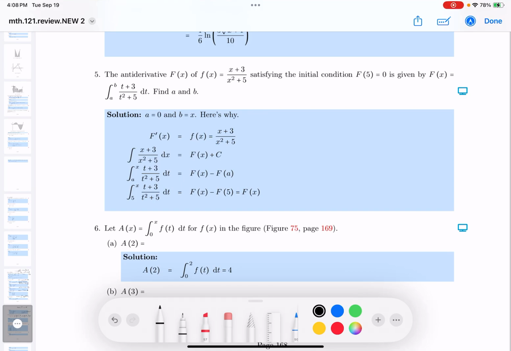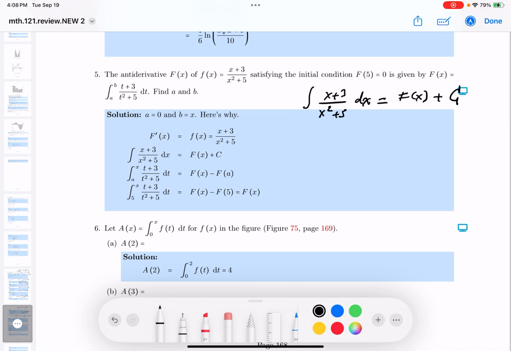It could be a tough read. He says the antiderivative f of x. Well, let me write that down for you. So if I were to understand that story, I'm going to say over here that this is going to be x plus 3 over x squared plus 5 dx. They claim its antiderivative is this thing over here. I'm going to put a plus c down now. It differs by a constant.